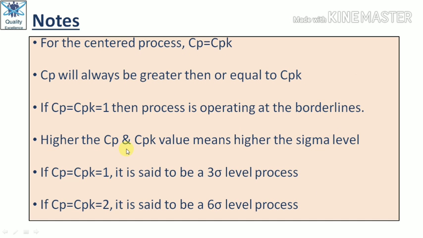And higher the CP and CPK value means higher the sigma level. If CP is equal to CPK is equal to 1, then it is said to be a 3 sigma level process. And if CP is equal to CPK is equal to 2, it is said to be a 6 sigma level process.